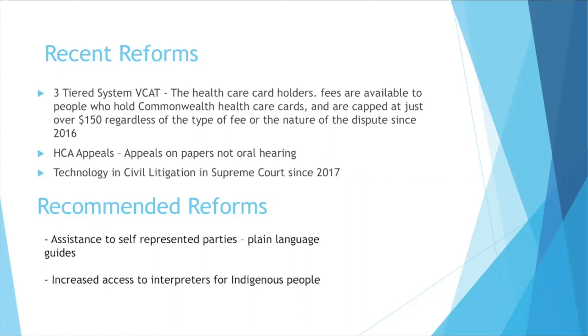Another example is technology and civil litigation in the Supreme Court, which improves access, especially to individuals in remote and regional areas of Victoria. And two recommended reforms. One is increased access for self-represented parties for civil through plain language guides, so removing legal jargon and language from all court documents and court resources, and also increased access to interpreters for Indigenous people in order to promote access and equality.